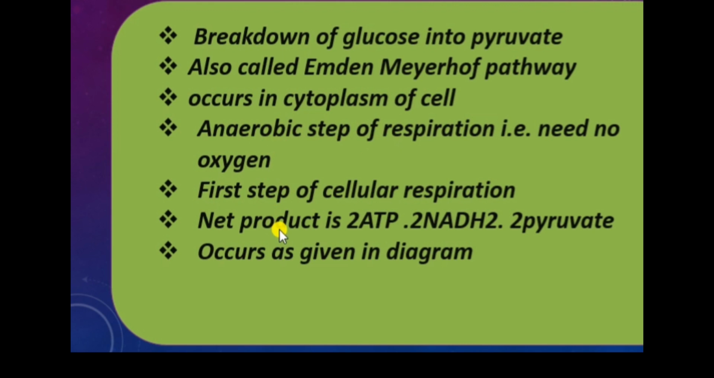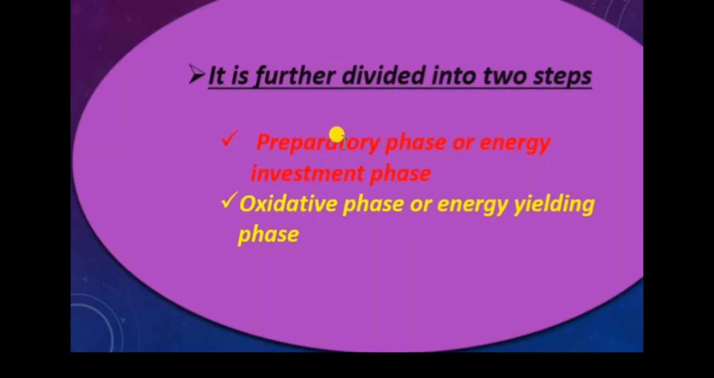The net product of glycolysis is 2 ATP, 2 NADH, and 2 pyruvate. The glycolysis occurs in two steps. One step is called the preparatory phase or energy investment phase because in this phase energy will be used, and the other phase is called the oxidative phase or energy yielding phase because in this phase the energy will be produced.